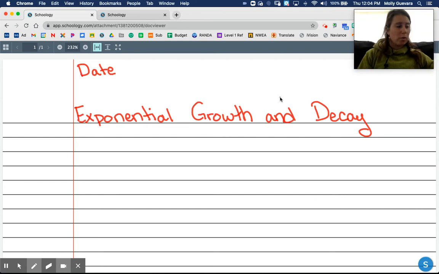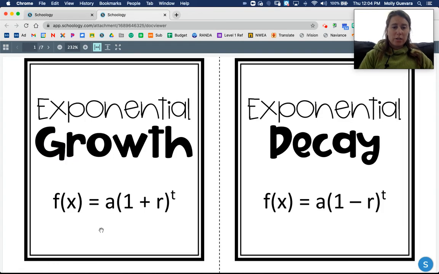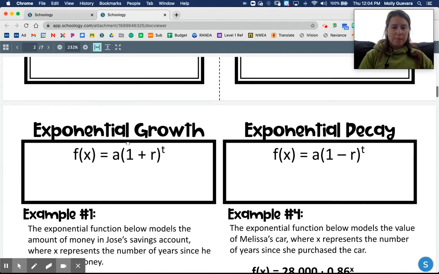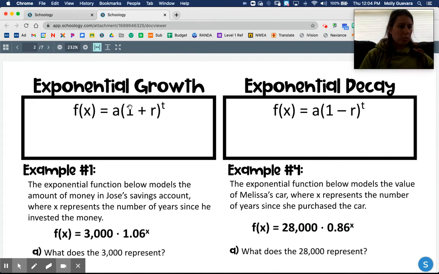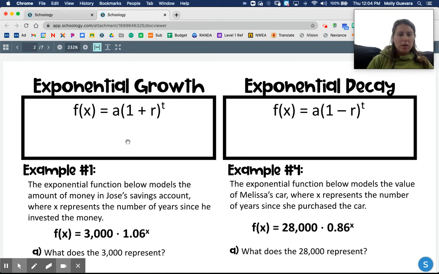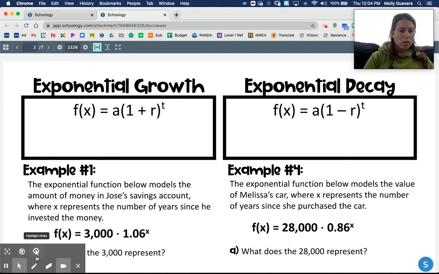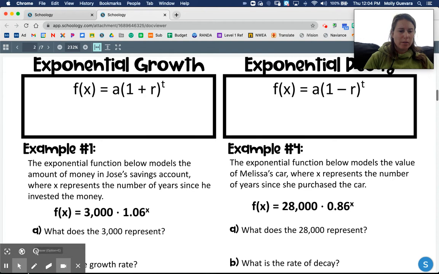If you have made it, we're going to go ahead and switch over, and we are going to fill out this foldable. We're going to start with just looking at exponential growth right here. So in exponential growth, here's the general equation that you'll see, or you'll be writing an equation that looks like this.